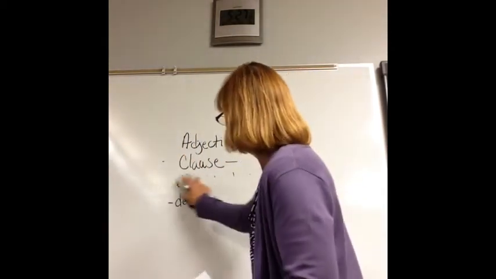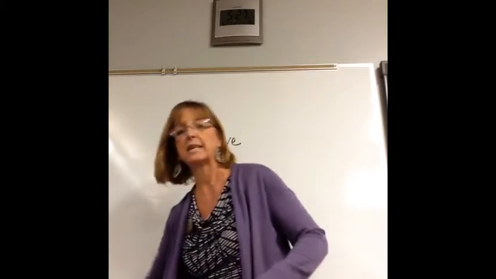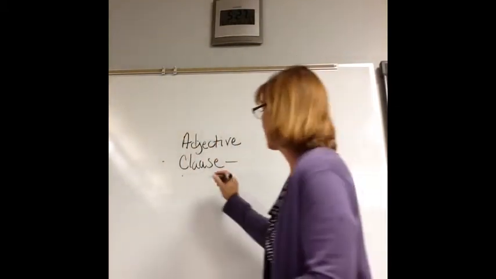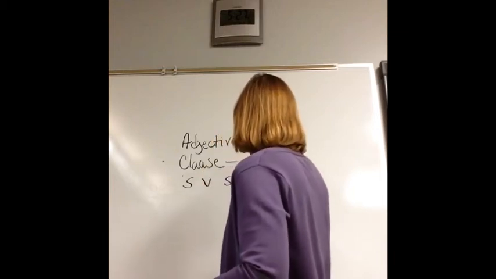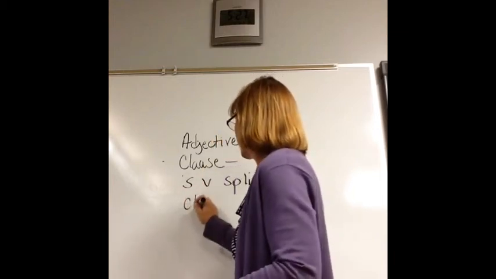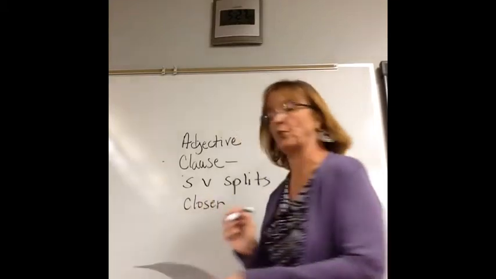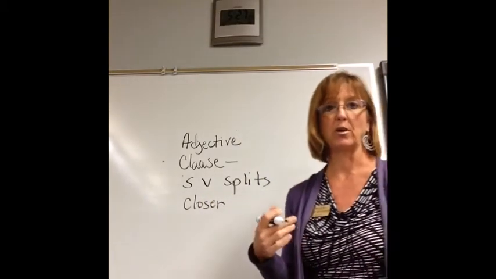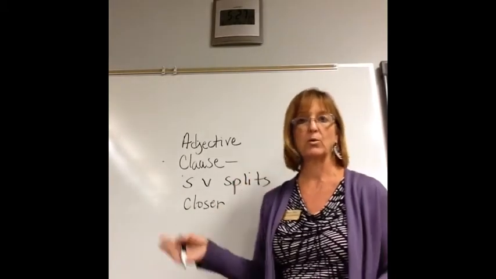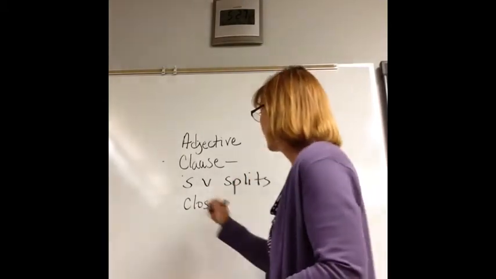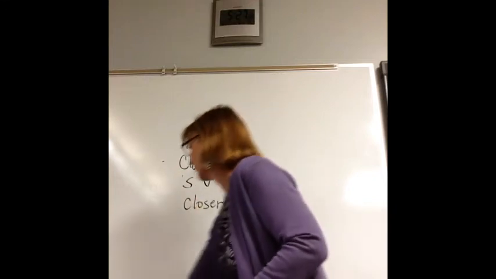Now, adjective clauses can come in two places. They can come as SB splits, or they can come in a sentence as a closer. They cannot come as an opener. Adverb clauses and a lot of our phrases can come in three positions, but an adjective clause only comes as an SB split or a closer.